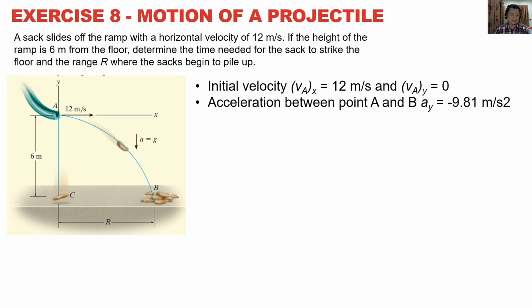So now we can do some exercise on motion of projectile. Let's take a look at this exercise. A sack slides off the ramp with a horizontal velocity of 12 meter per second. It comes down and goes forward. Velocity 12 meter per second. Remember, horizontal only. It has a horizontal velocity. If the height of the ramp is 6 meter from the floor, determine the time needed for the sack to strike the floor and the range R where the sack begins to pile up.